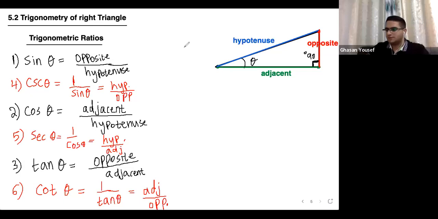Any question? All of them you have to memorize. You have to know what the opposite, the adjacent, and the hypotenuse are, and how to find the sine of theta, the cosine of theta, the tan of theta, the secant, the cosecant, and the cotan.